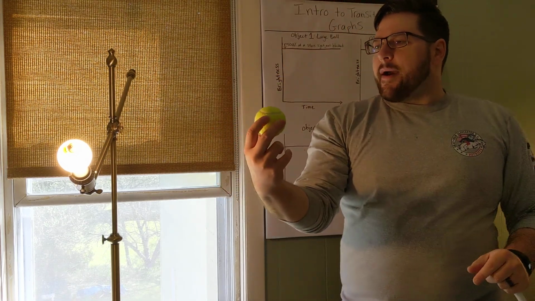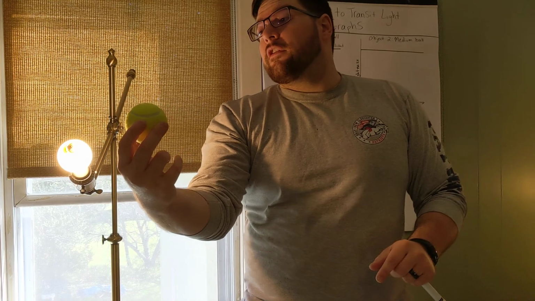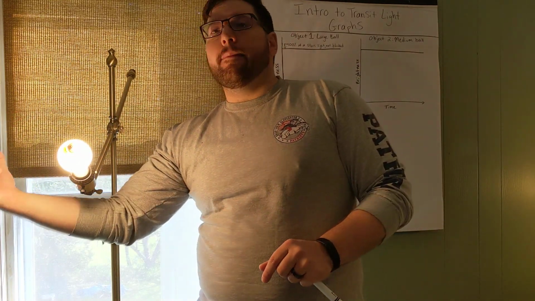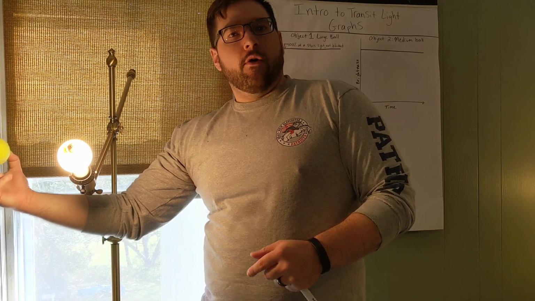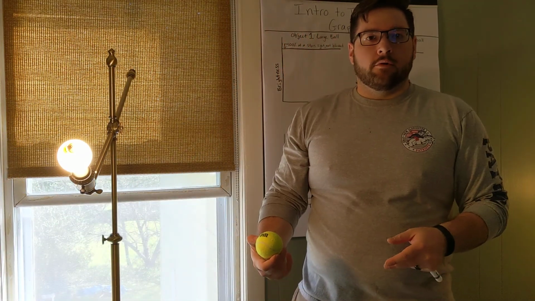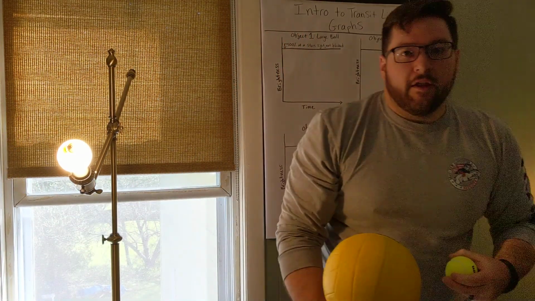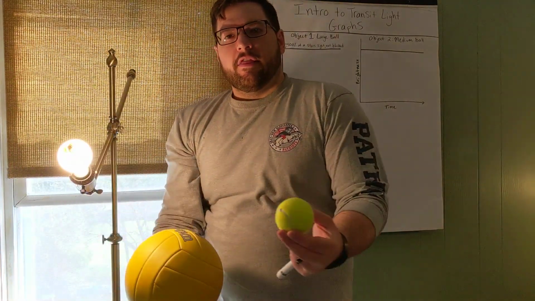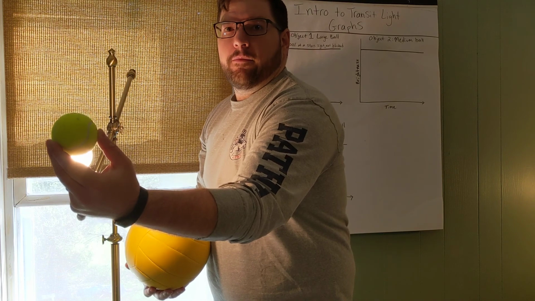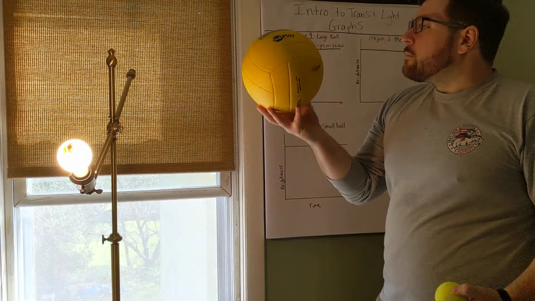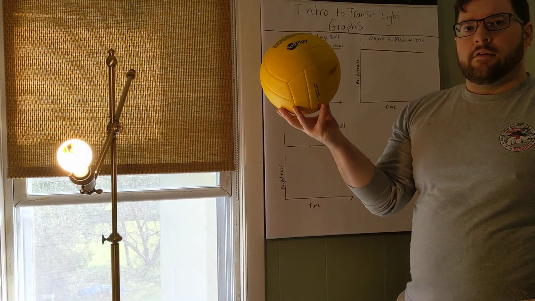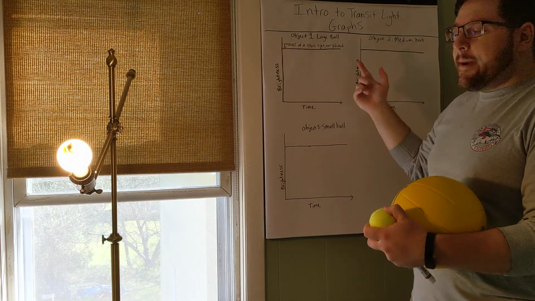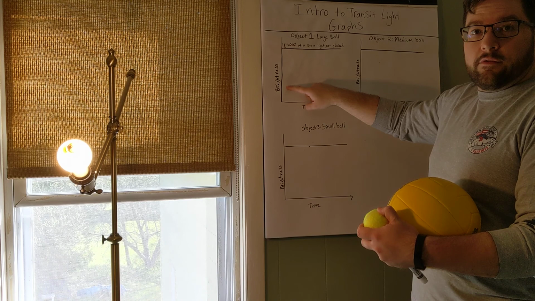Think about the amount of light that the volleyball blocked versus this tennis ball. Which one is blocking more light? Would it be the volleyball or the tennis ball? Obviously, it's the volleyball, right? If I hold the volleyball here, it's blocking a lot more light than if I hold the tennis ball here. Because of that, we can measure the size of a planet based on its brightness.